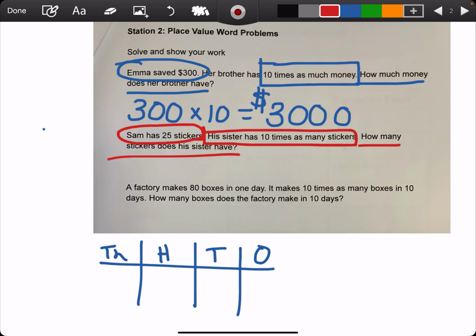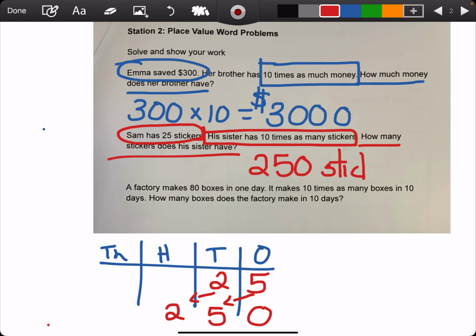Well, Sam has 25. If I put the 25 in my place value chart, her sister has 10 times as many. Well, 10 times, one hop to the left for each digit. So the 2 in the tens goes to the 2 in the hundreds. 5 in the ones becomes 5 in the tens. And we put a 0 in our ones place value. 250. So her sister has 250 stickers. Okay.